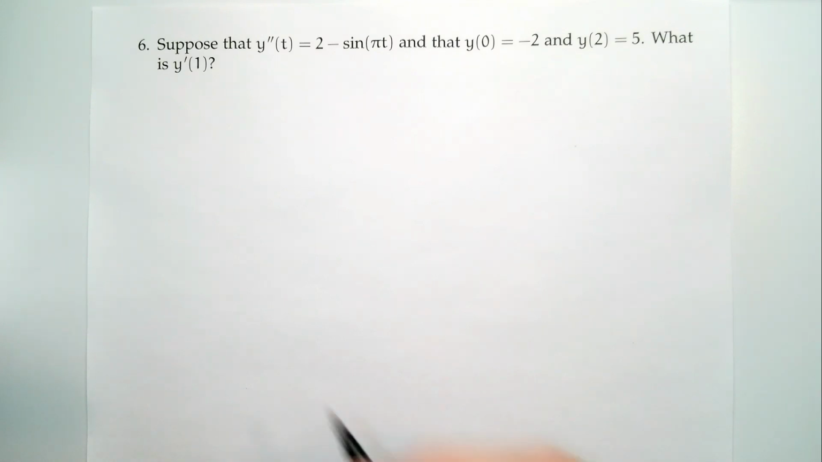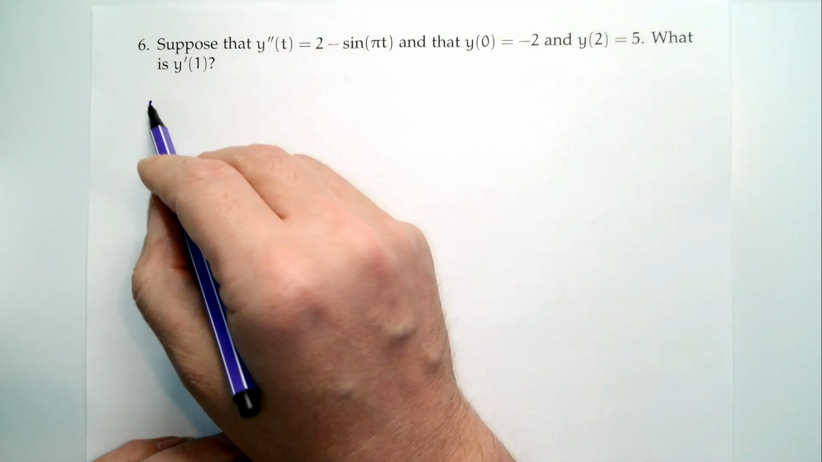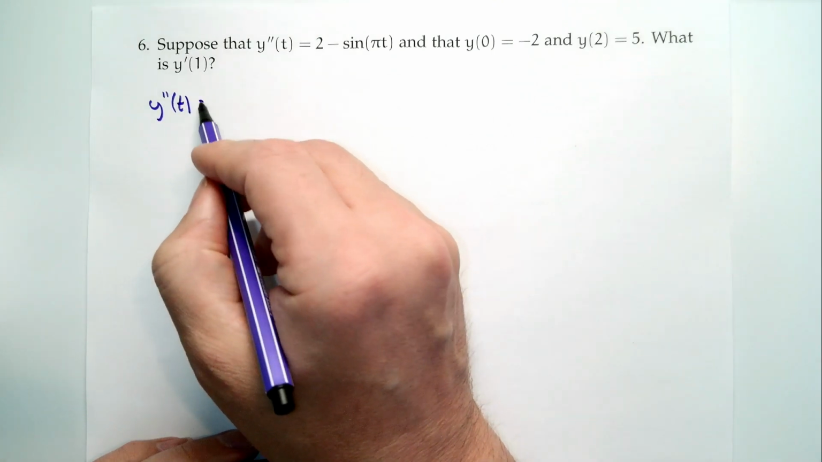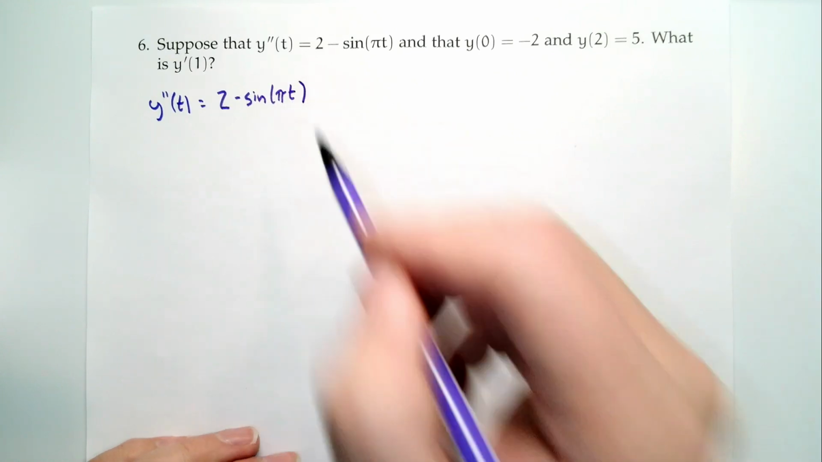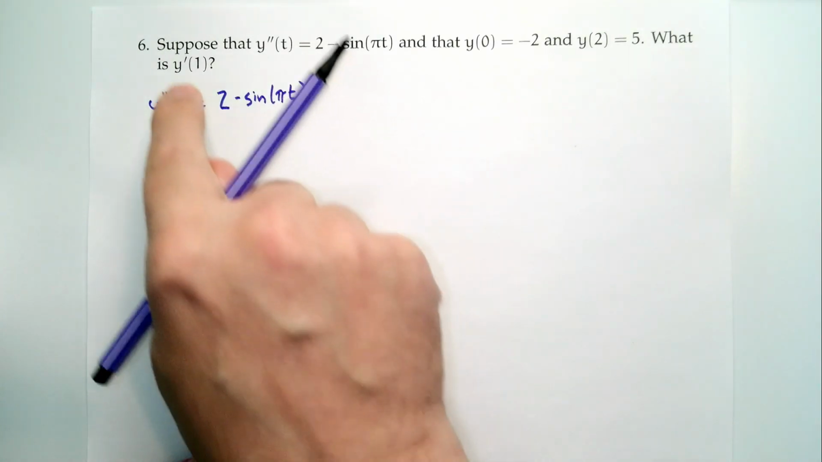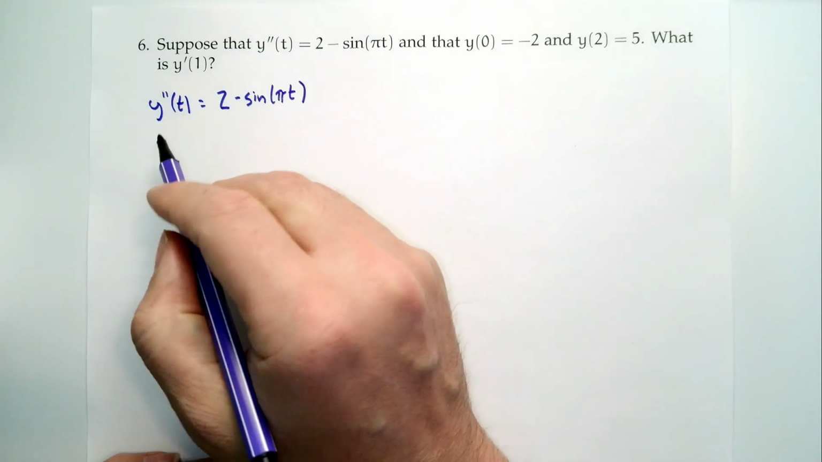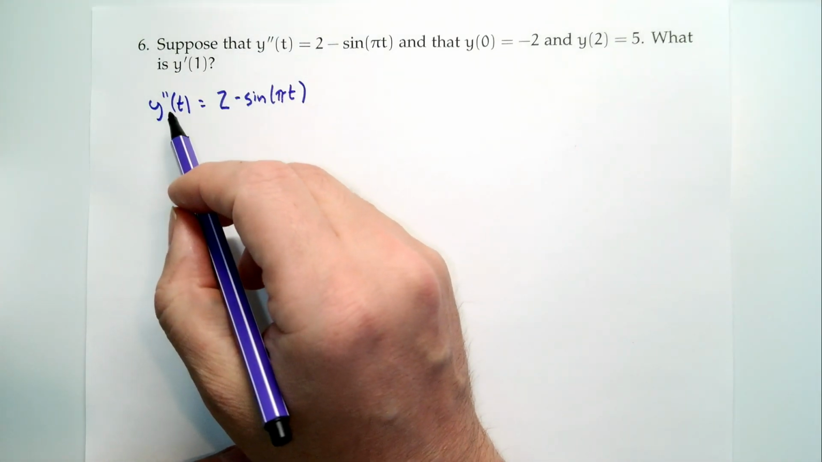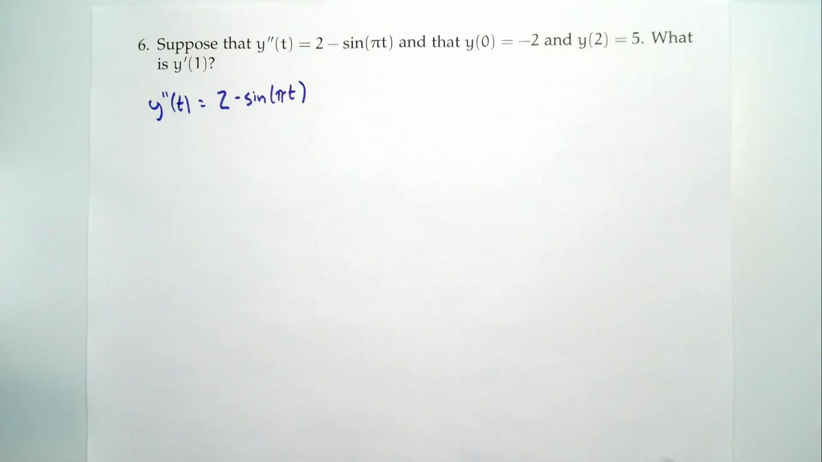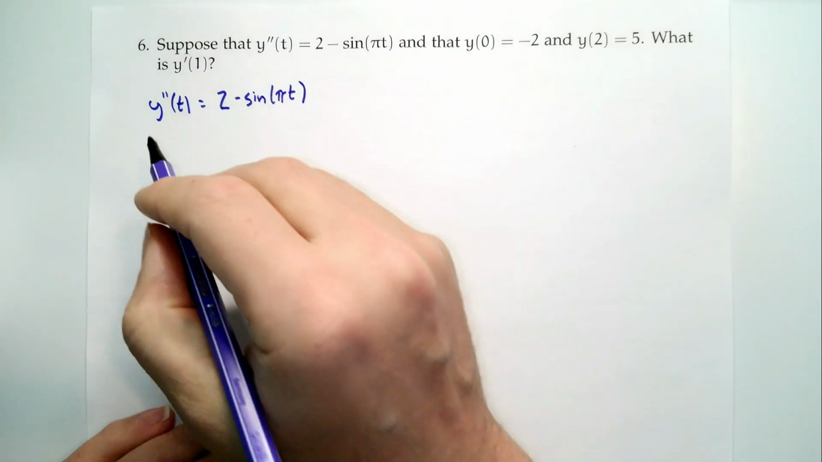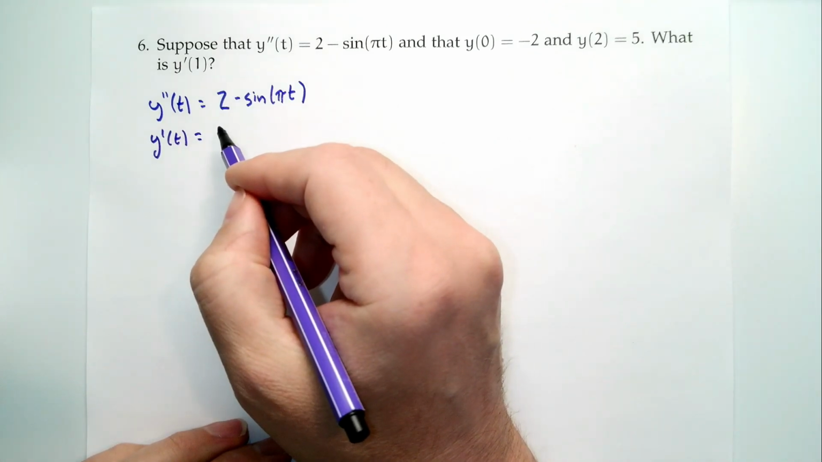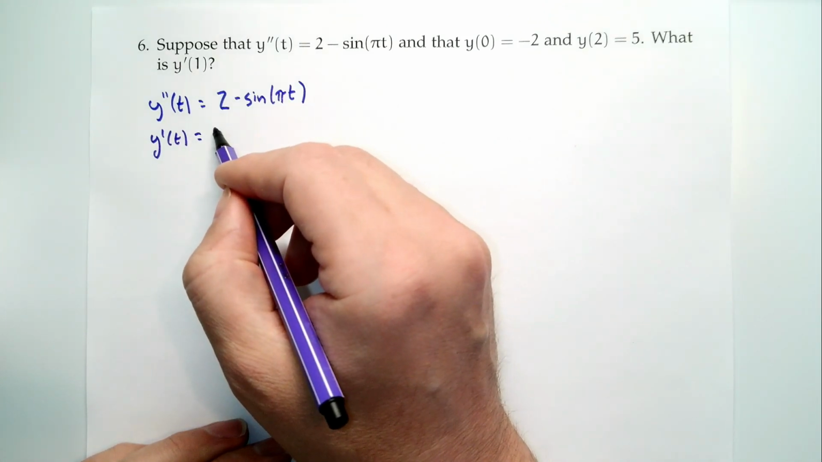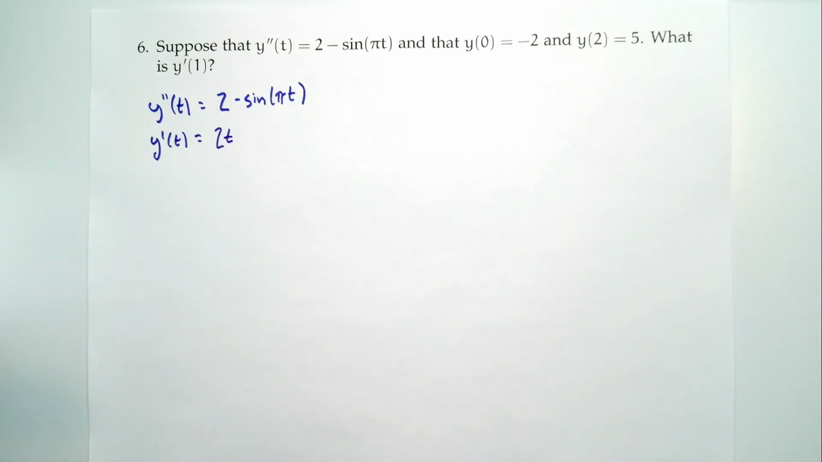Well, let's start. We know we have y double prime of t, so I'll write that down: 2 minus sine of pi t. So we want to get to y prime of 1. If I have y double prime and I want y prime, what do I do? I integrate. So let's integrate. So y prime of t, well, the integral of 2 is 2t, right? So we're taking antiderivatives here.